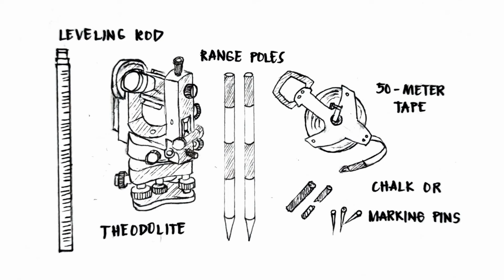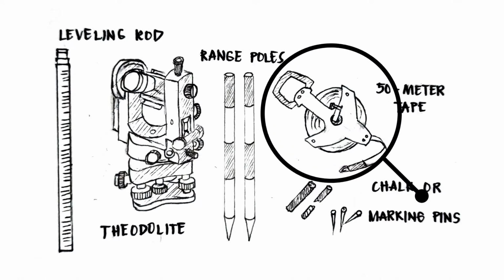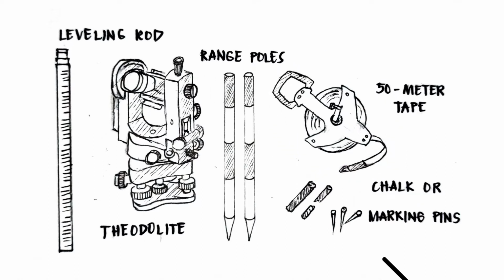So let's now proceed to the materials needed for this surveying fieldwork. The materials needed for our fieldwork are: first is the leveling rod, theodolite, range poles, a 50-meter steel tape, or the marking pins such as chalk or markers.